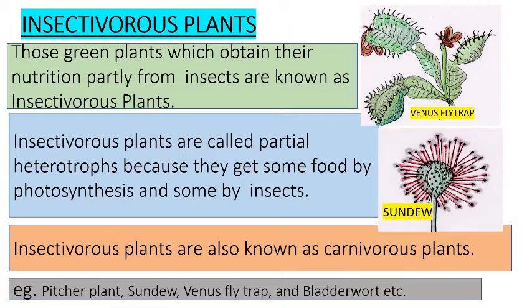Insectivorous plants are green and carry out photosynthesis to obtain a part of the food required by them, but they do not get the nitrogen nutrient from the soil in which they grow. So the insectivorous plants feed on insects to obtain the nitrogen compounds needed for their growth. So they are called partial heterotrophs. They get some food by photosynthesis and some by eating insects.